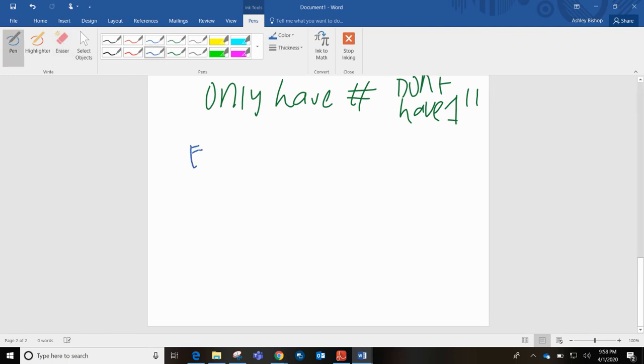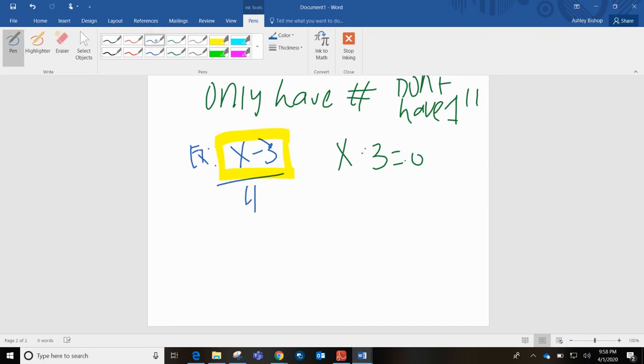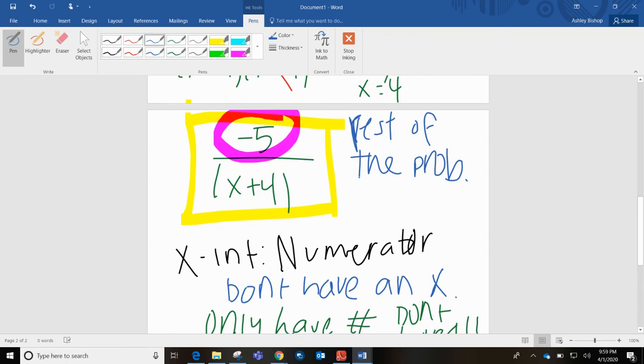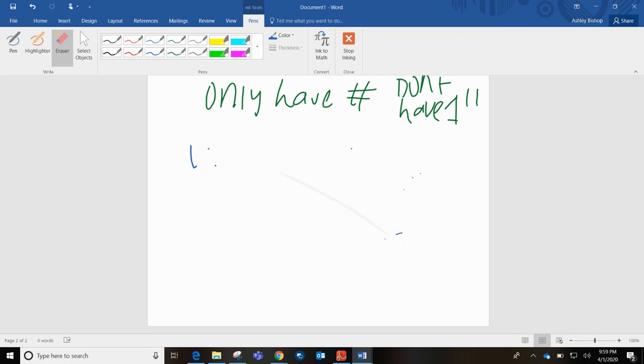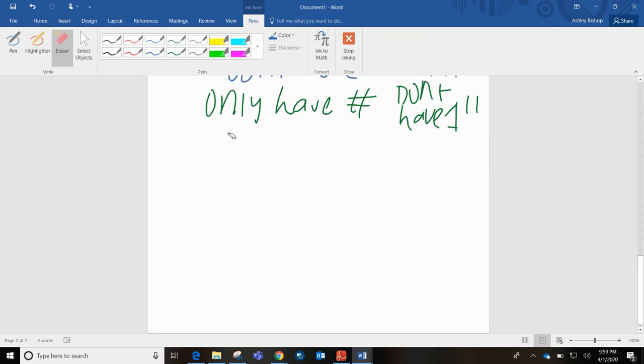But for an example, if we were left over with x minus 3, say divided by 4, we would set our numerator equal to 0 and solve for x. So I would add 3 to both sides. And so my x-intercept would happen at 3. I'm just giving you guys an example because the example we have does not have an x-intercept. But x-intercepts are what happen when you set your numerators equal to 0. If you don't have any x's, you don't have an x-intercept. So remember that much. Hopefully you were writing down good notes.